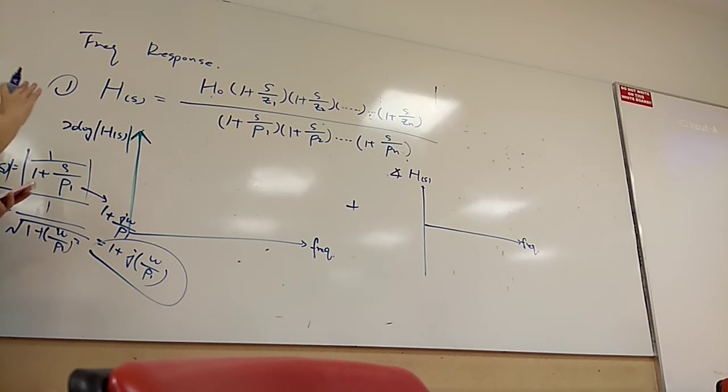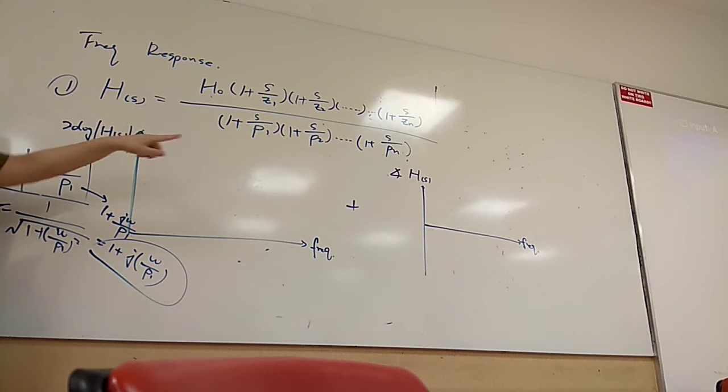The only thing for this frequency part which is related to your circuit is how you get this transfer function. This transfer function is derived from the circuit itself. So you will be given a circuit, then you do your circuit analysis, you derive its transfer function, you get something like this. Then after that, it's all about your math. It's how you are going to plot the magnitude and the phase of this equation. It's all math. It's got nothing to do with circuit.